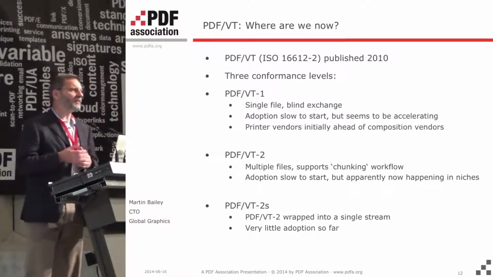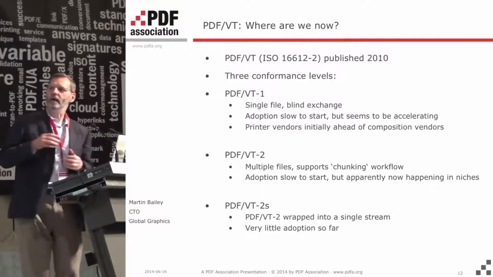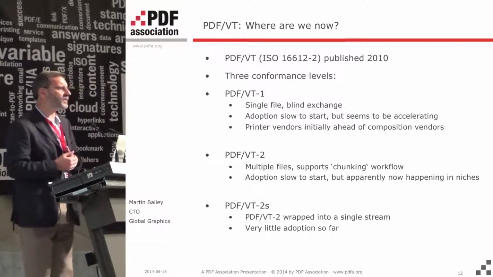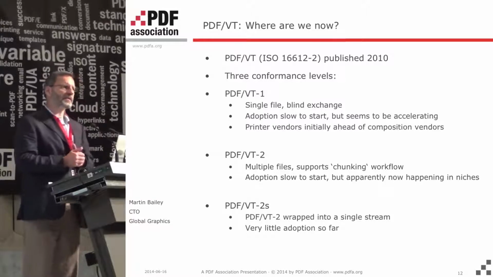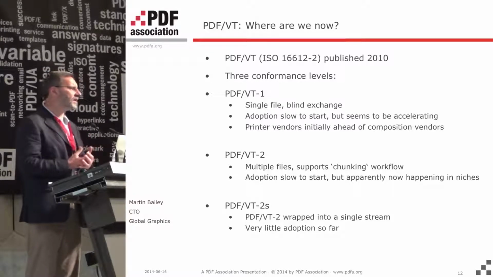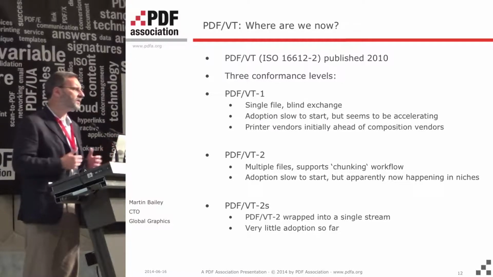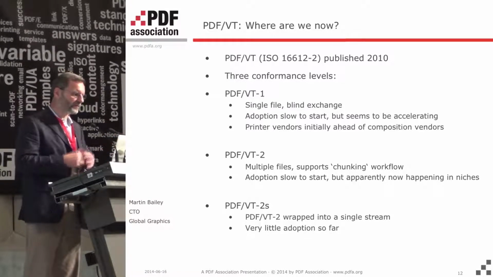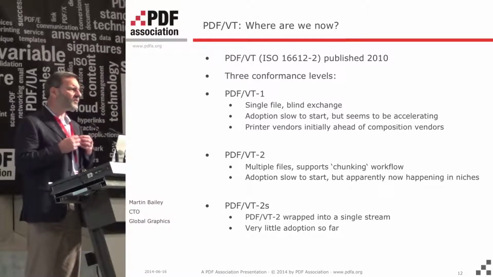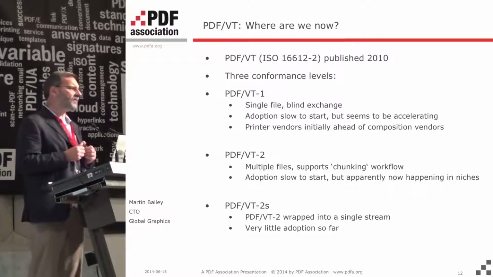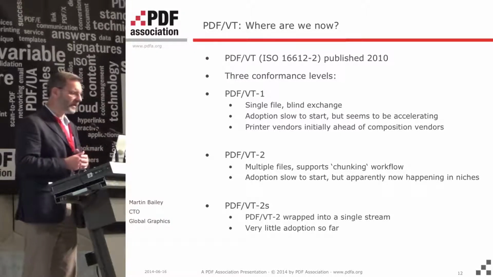Within PDFVT, we have 3 conformance levels. As you can see on the screen, the most common one right now is PDFVT1 because it's the simplest, everything in one single file. So if you're sending out a letter to 1 million recipients, you would send one file with 1 million times however many pages each recipient is going to get in that file. The adoption was a little bit slow. The standard was published in 2010. VT1 is starting to pick up quite nicely now.